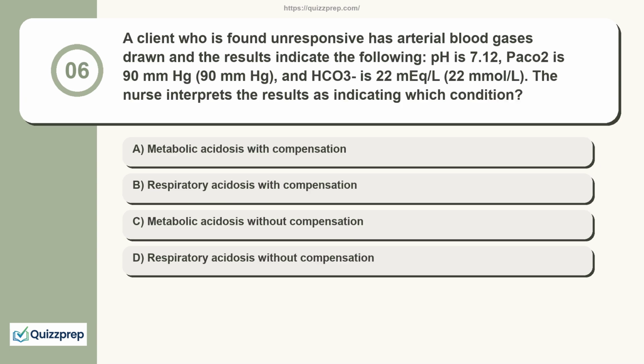Question 6. A client who is found unresponsive has arterial blood gases drawn and the results indicate the following: pH is 7.12, PaCO2 is 90 mm Hg, and HCO3 is 22 mEq/L. The nurse interprets the results as indicating which condition: metabolic acidosis with compensation, respiratory acidosis with compensation, metabolic acidosis without compensation, respiratory acidosis without compensation.